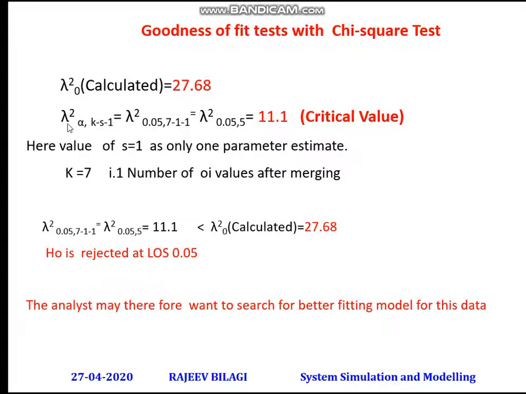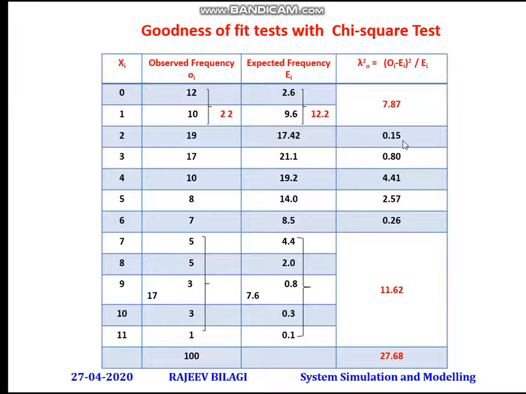Now to find the critical value, we have chi-square alpha, k minus s minus 1. The s value, when it is Poisson's distribution or exponential distribution, equals 1. And k, if you look here, 1 2 3 4 5 6 7, is after merging the values. Now one more thing: if you add all these values which are less than 5 and get greater than or equal to 5, fine. Now you are getting all these values as greater than 6, that is why you are adding.